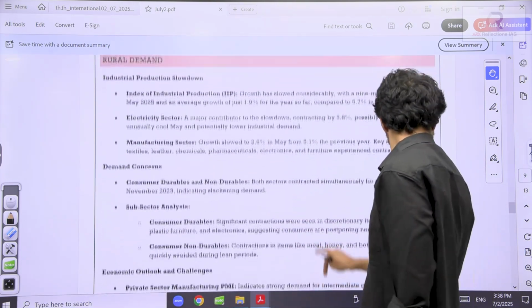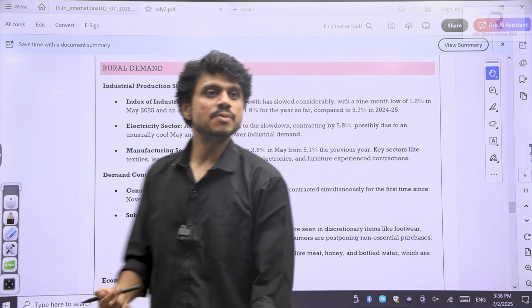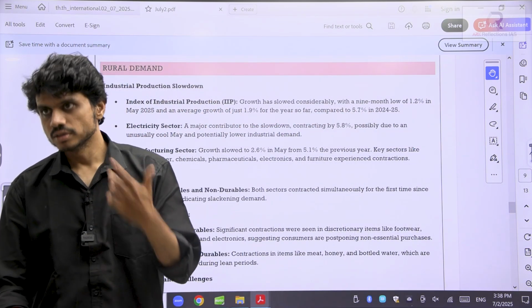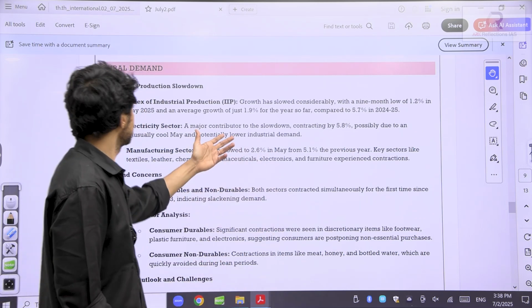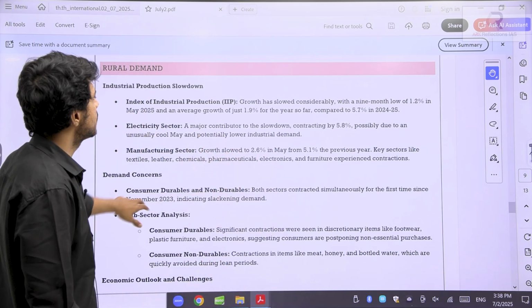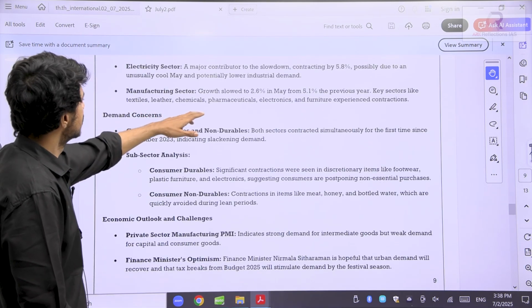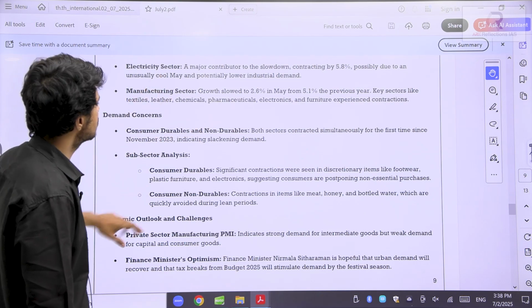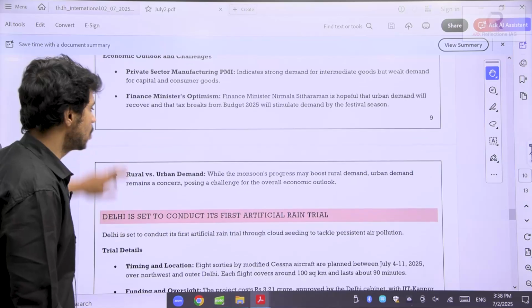Now, rural demand. See, why is demand important? Only when there is demand, there will be production and supply. Only then there will be growth. It is said that there is a slowdown happening. The manufacturing sector has slowed down. All the sectors like textile, leather, chemicals, pharmaceuticals, every sector is going down. Even consumer durables and non-consumer durables, all of them are going down.